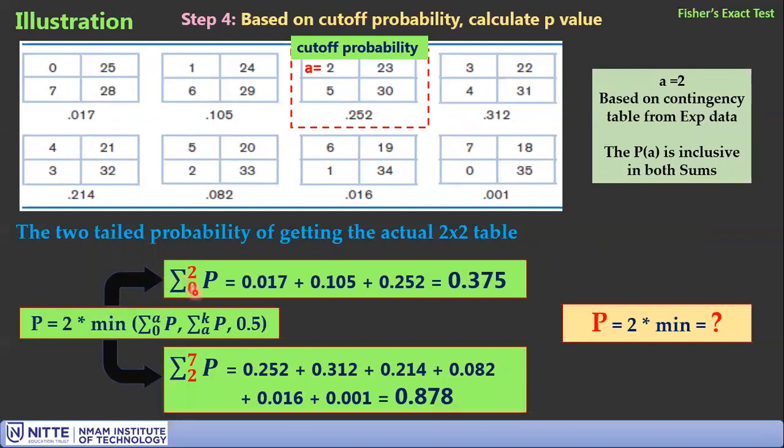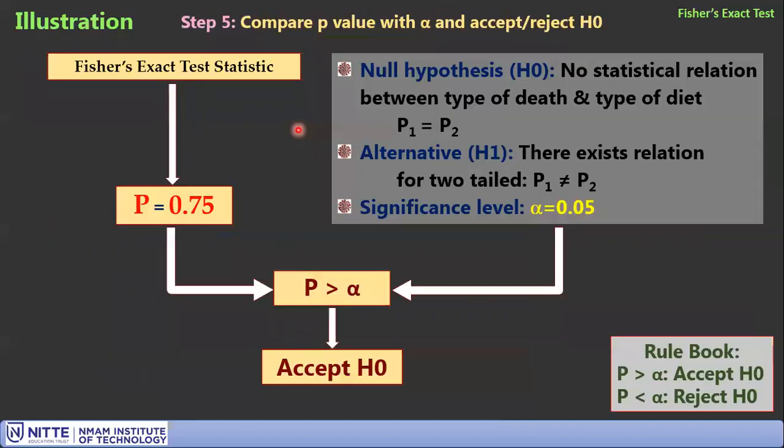There are two sums: sigma 0 to 2, where we add these three probabilities, and the remaining upper range. This is the lower range, this is the upper range, below the cutoff and above the cutoff, including the cutoff. In both cases we have included the cutoff, that is 0.252, you can see here. You sum it up and it gives you 0.878, 0.375, 0.878, and 0.5. Among these, the minimum value is 0.375. Multiply that with the 2, and you get P equal to 0.75. So that is the test statistic for this method.